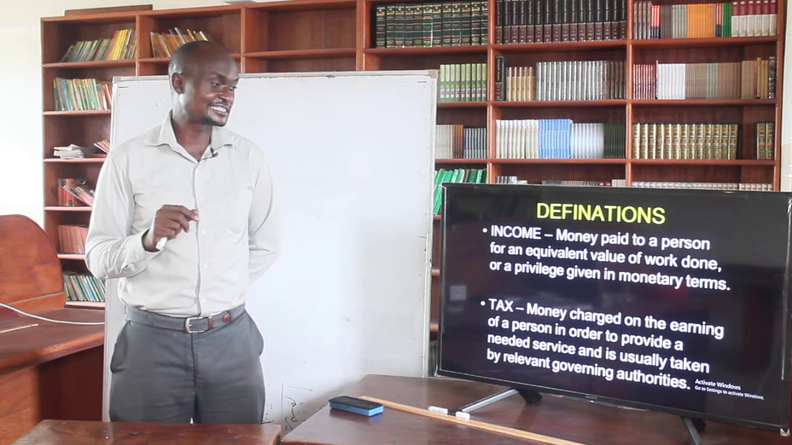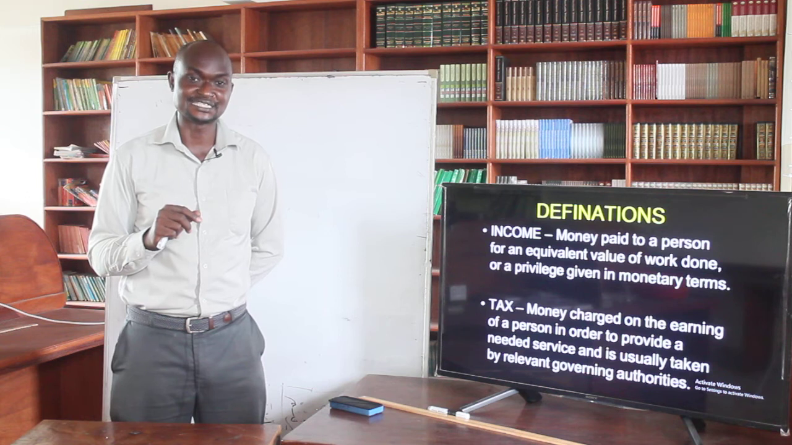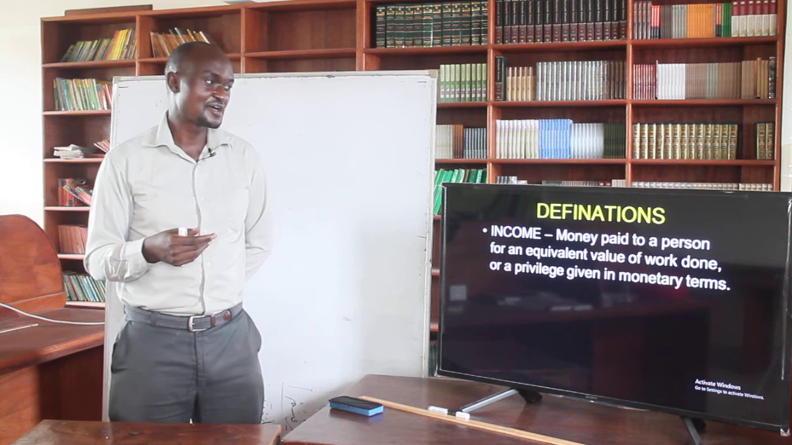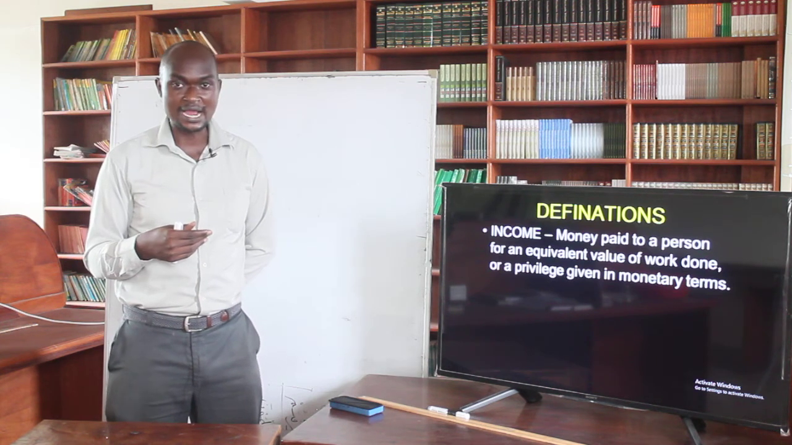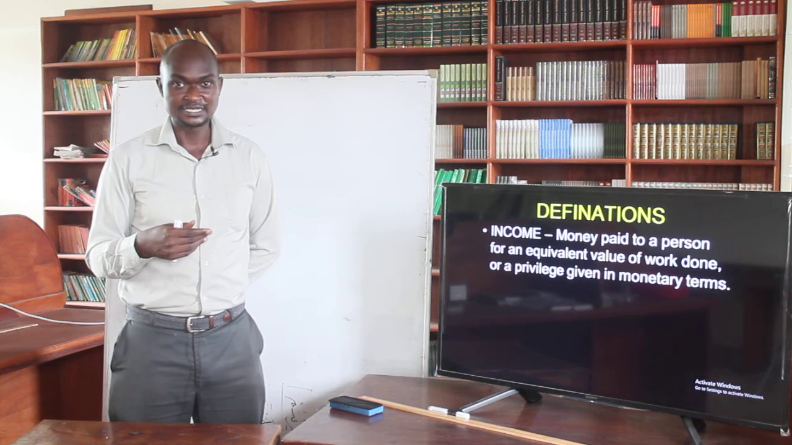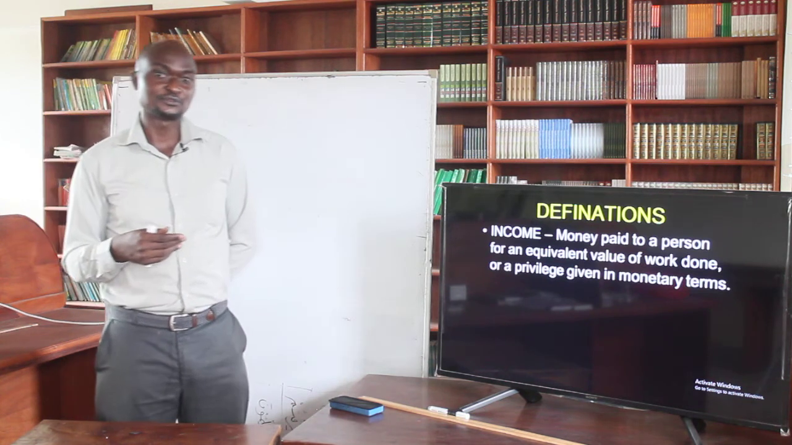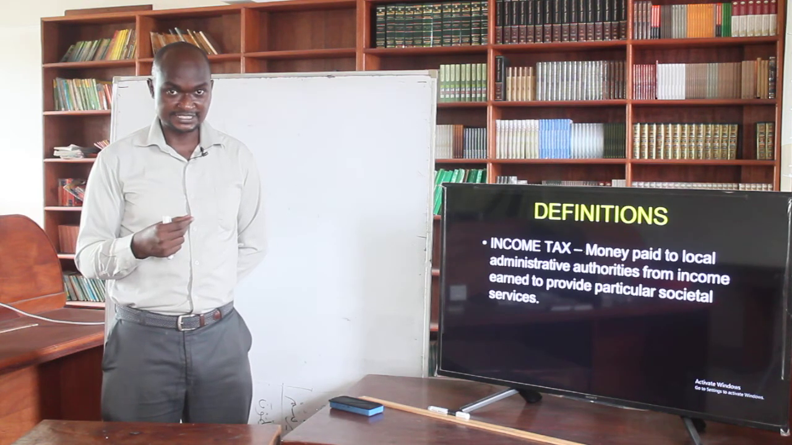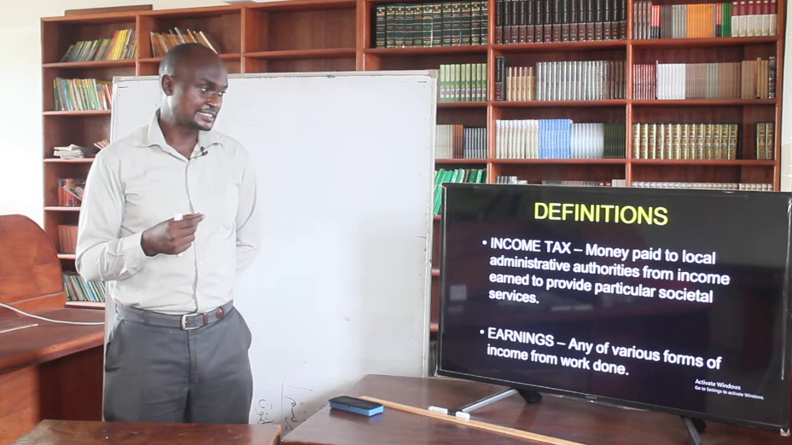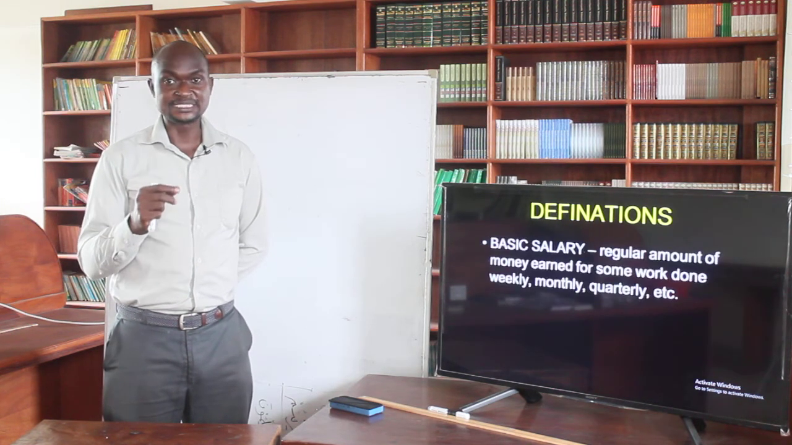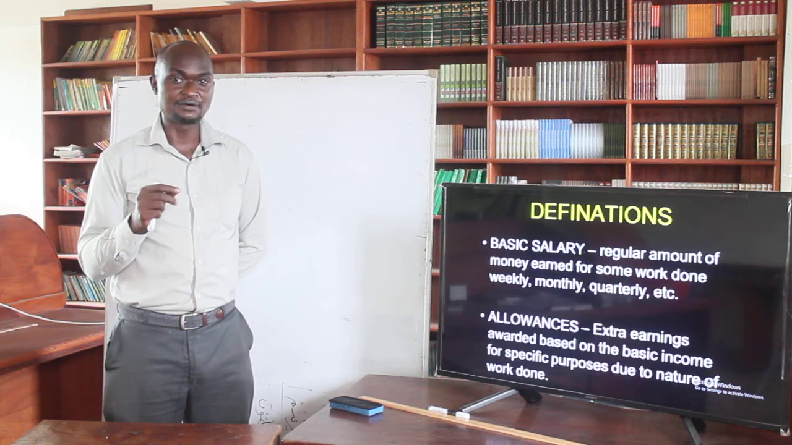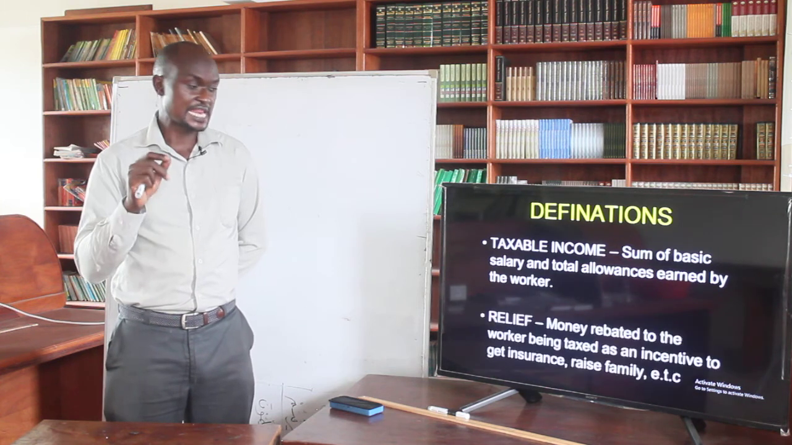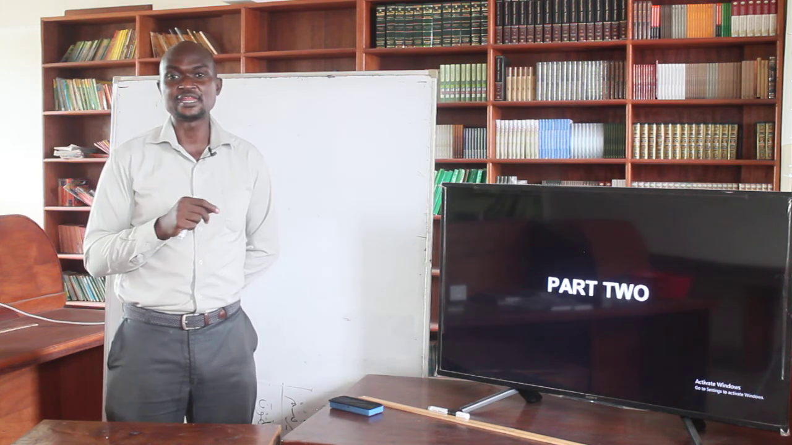Two things are certain in this life. One of them is that you have to pay taxes as long as you are living. Income is money paid to a person for an equivalent amount of work done. Okay? Good. So, we have talked about those ones. Income tax, that's the third one. Earnings, the fourth one. Basic salary, the fifth. Allowances, the sixth. Taxable income, the seventh. Relief, the eighth. And then that means part one.